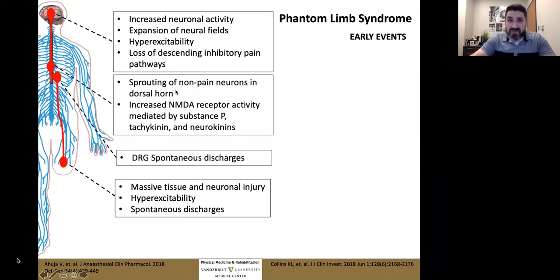Then in the spinal cord itself, you've got sprouting of non-pain neurons in the dorsal horn. I'll show you a little detail on that. Increased NMDA receptor activity mediated by substance P, tachykinins, and neurokinins. And the dorsal root ganglion, which we'll see another picture of, sits right outside the spinal cord at every spinal level. These are your sensory neurons, okay?